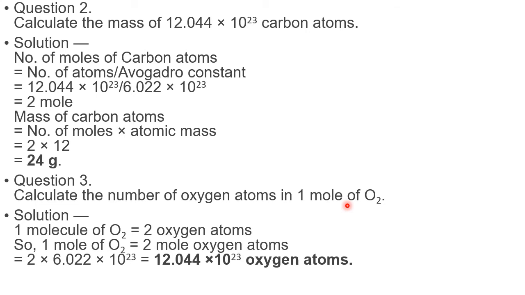Now he has asked for the O atoms. So 6.022 into 10 to the power 23 O2 molecules means how many atoms? 1 O2 contains 2 atoms. 6.022 into 10 to the power 23 O2 means it's into 2. That is 12.044 into 10 to the power 23 oxygen atoms.